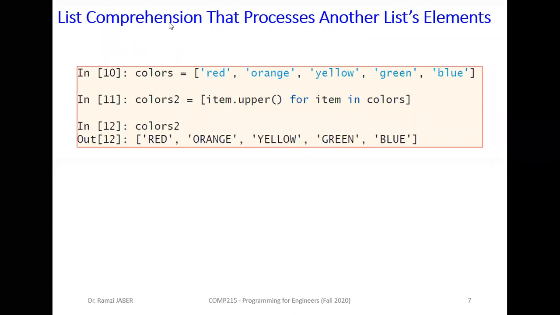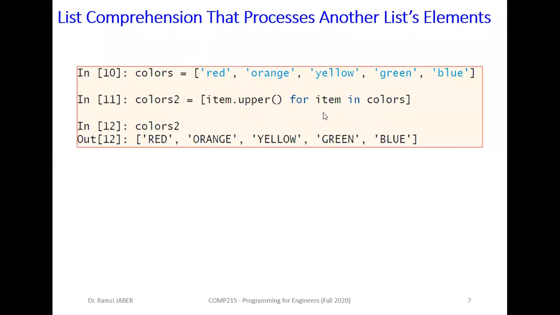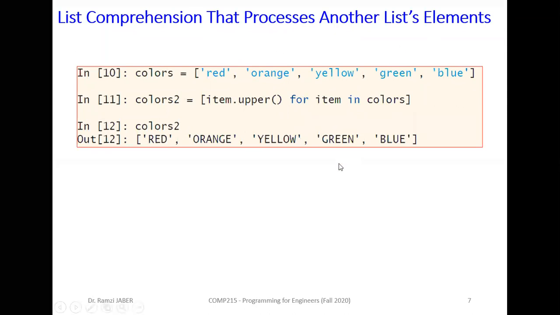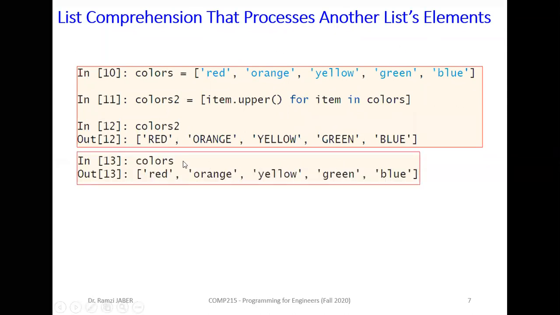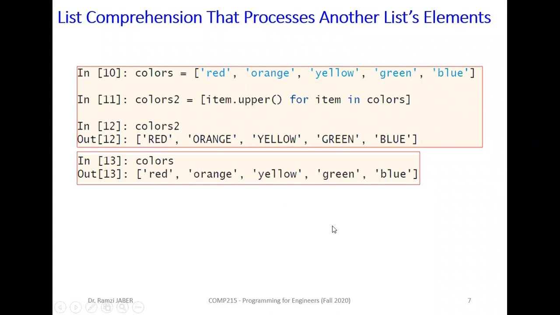So colors2 will be red, orange, yellow, green, blue in uppercase. So we can use list comprehension also in this kind of code to access another list's elements. The old value of colors, the old list, will remain in small letters. Any question here? Good.